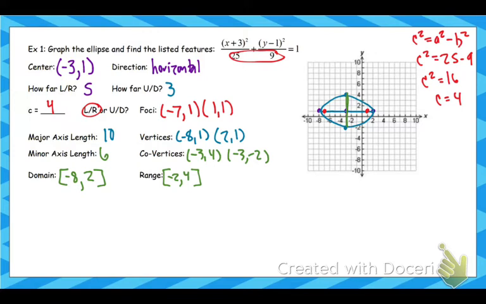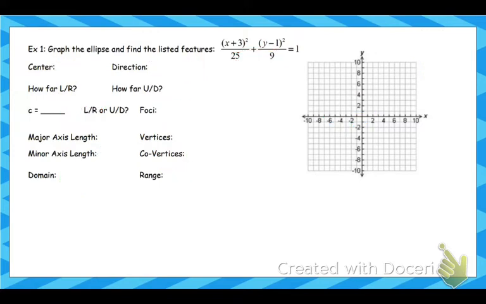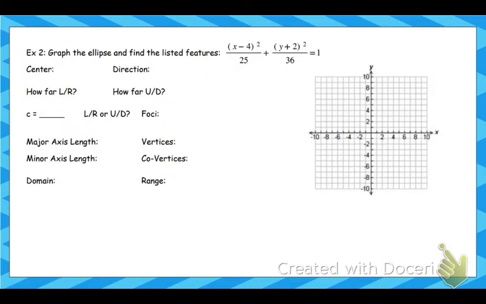All right, let's try another one. So let's start with the center. Look at your x, look at your y. So my center, opposite sign 4, opposite sign -2. I'm going to plot that first. Now find where your bigger number is. Bigger number is under the y. So this is going to be vertical. It's going to be taller than it is wide.